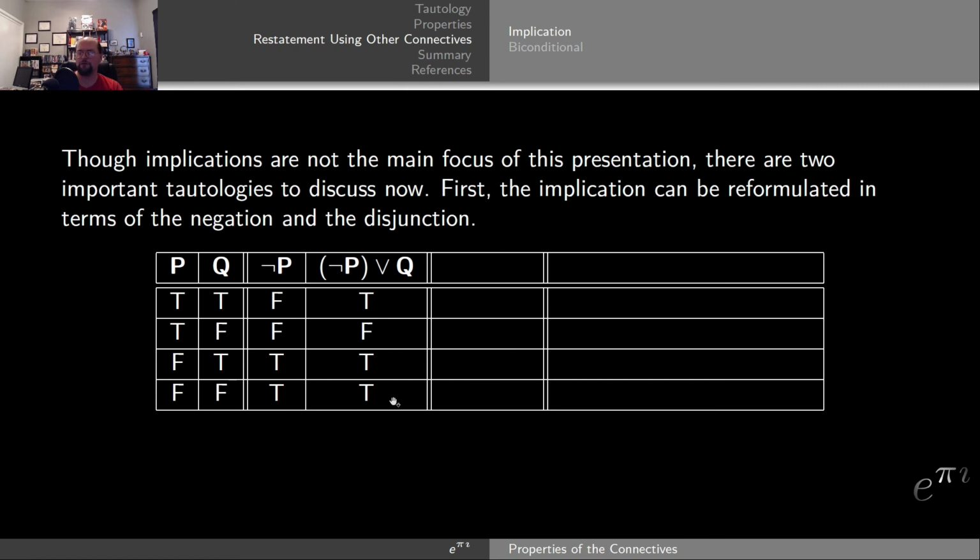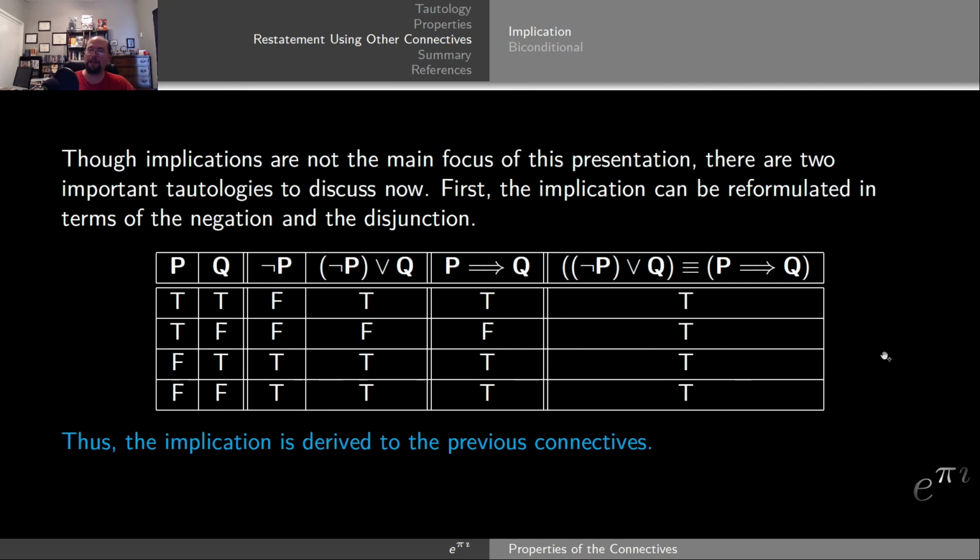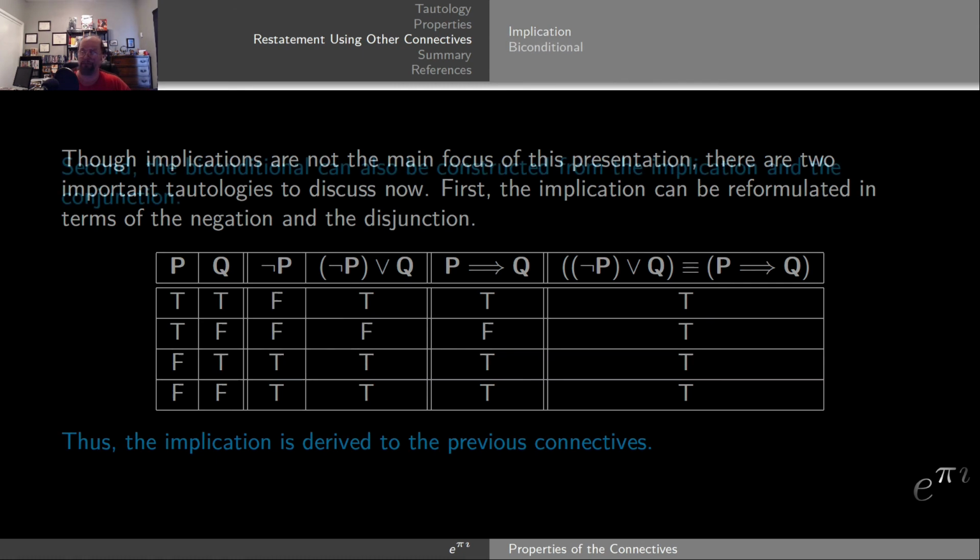And I look at this truth table, and it looks starkly familiar. If you look at the implication's truth table, true, false, true, true, they match up identically. Thus, the equivalence, true equates with true is true, false equates with false is also true, giving me a tautology. Hence, the implication can be derived, built from the previous two connectives, the negation and the disjunction.